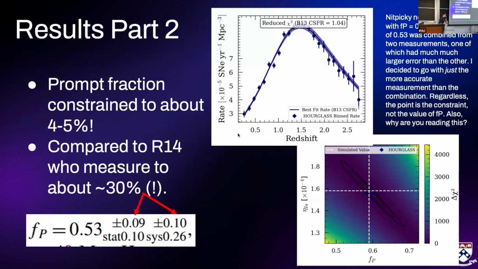And that's really important because that means if we measure the same prompt fraction that Rodney et al. does, we could exclude that number 0.43 at 4.5 sigma. And if we can exclude that and also exclude a prompt fraction of 1, that means that we would have very strong evidence that we live in a universe that has more than one progenitor channel for type 1As, which is an open question, essentially.